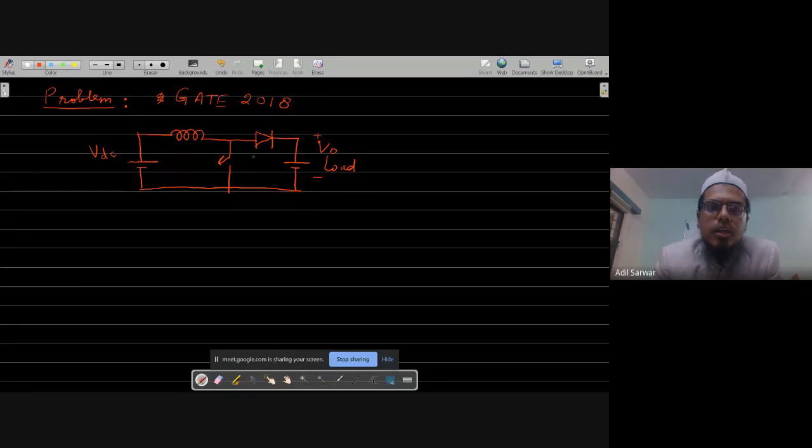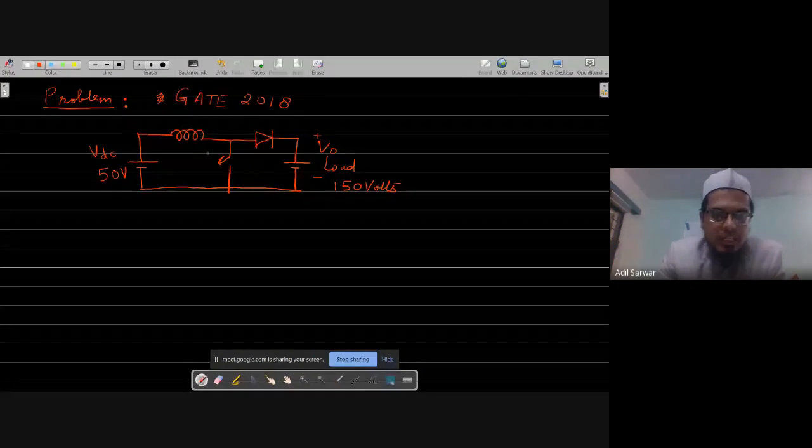Okay, and input is VDC, and it is given that input voltage is 50 volts, and this 50 volt DC power supply is used to charge a battery whose voltage is 150 volts. So naturally, since we are using a boost converter, it is expected that the battery will be of higher voltage rating. Then only we can charge the battery.